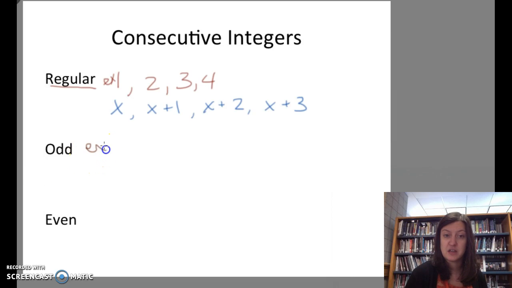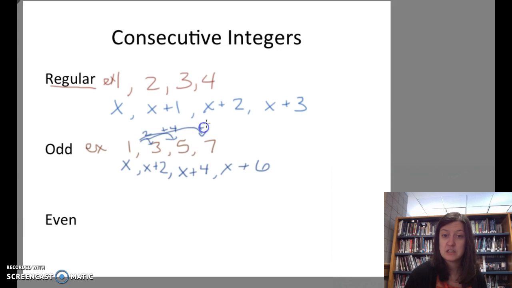Odd numbers, for example, are 1, 3, 5, 7. So for these, similar pattern: you start with one of them and then you add 2, because you skipped that one in the middle, and then you add 4, because you're skipping again, and then you add 6. 1 to 5 is plus 4, 1 to 7 is plus 6.